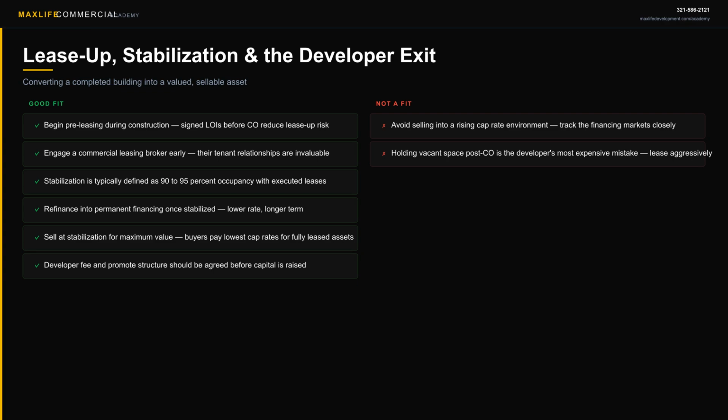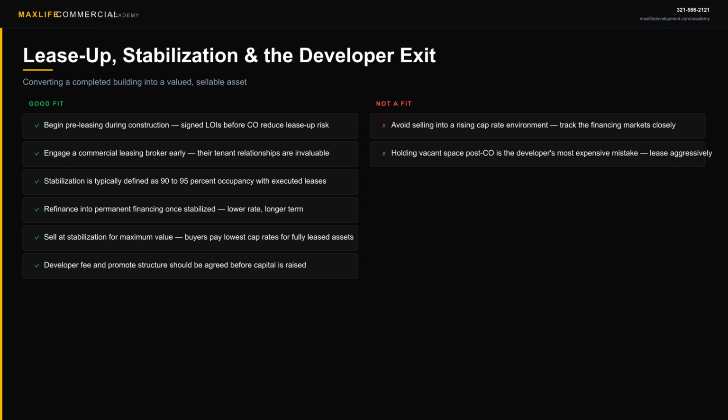A signed lease, even an LOI, is a signal to your lender, to your equity partners, and to any future buyer that the market is validating the project. At MaxLife Commercial, we engage our leasing team the moment we have an approved site plan. We are not waiting for CO to start the leasing conversation.